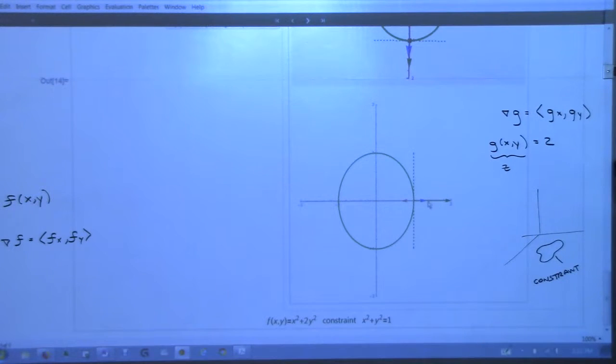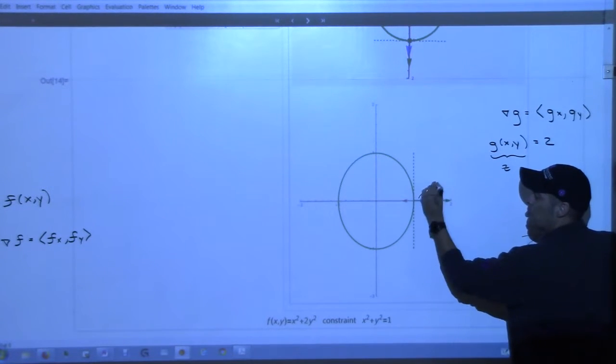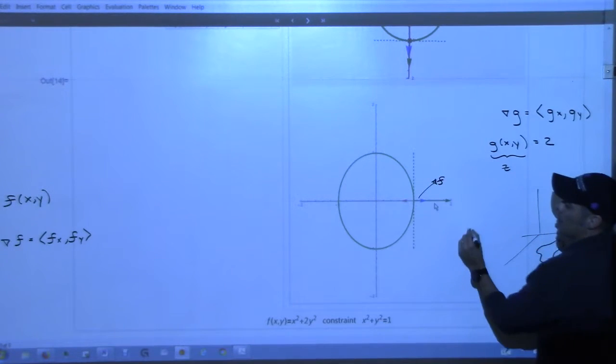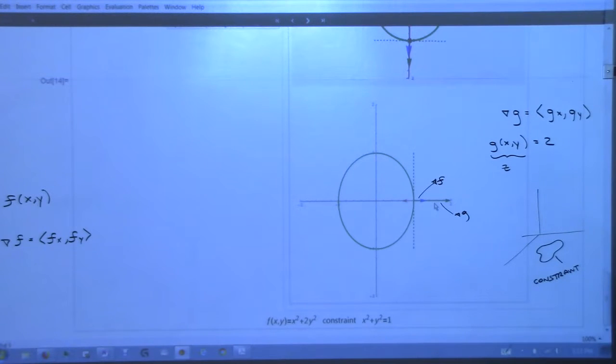Do you see that where we had a minimum, the gradient of f, this one is the gradient of f, and the green one here was the gradient of g? Do you see that they're parallel? That's not a coincidence. It's actually a property of functions, all right?